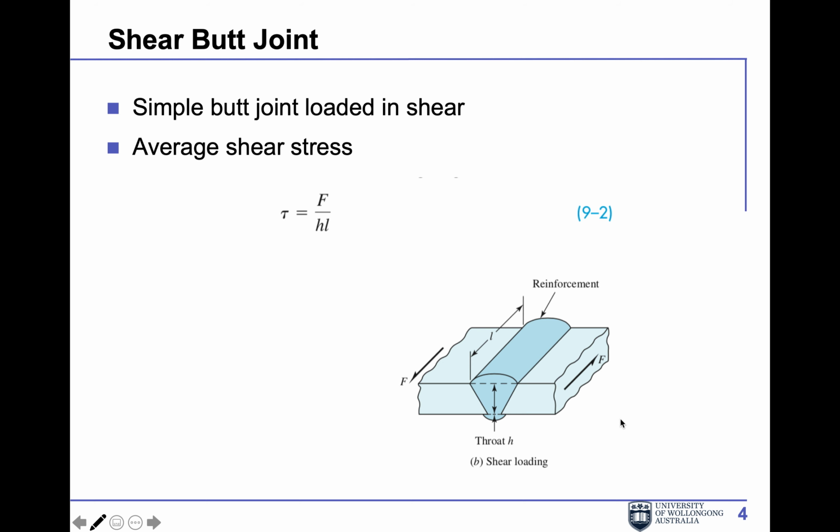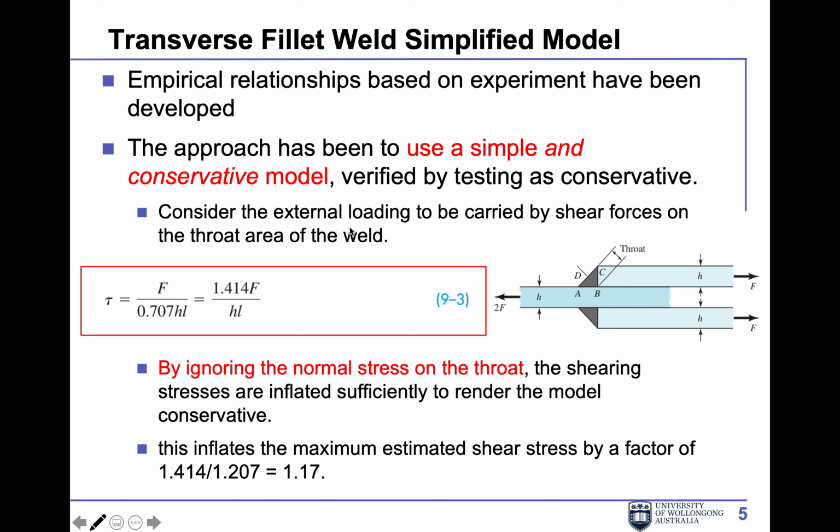For the butt weld under shear stress, the force direction actually goes this way along the weld, so the weld's cross-section is under a shear force. You have the same formula for the shear stress: the force over the cross-section area. So these two cases are very simple, and there's no difference compared to just looking at a normal plate.